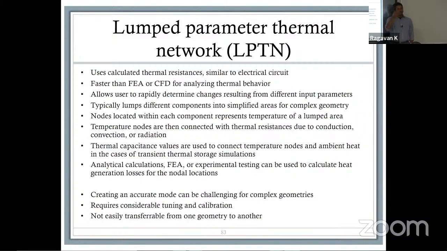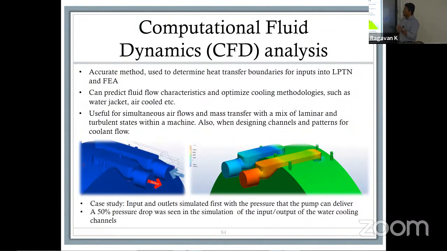If you have a sharp edge, you have a fin, those things are difficult to model, right? Because your smooth surfaces are easy. You can define what the heat transfer coefficients are going to be. But when you start having very complex geometry, LPTN can have very significant limitations, which is when we have to go to things like CFD.